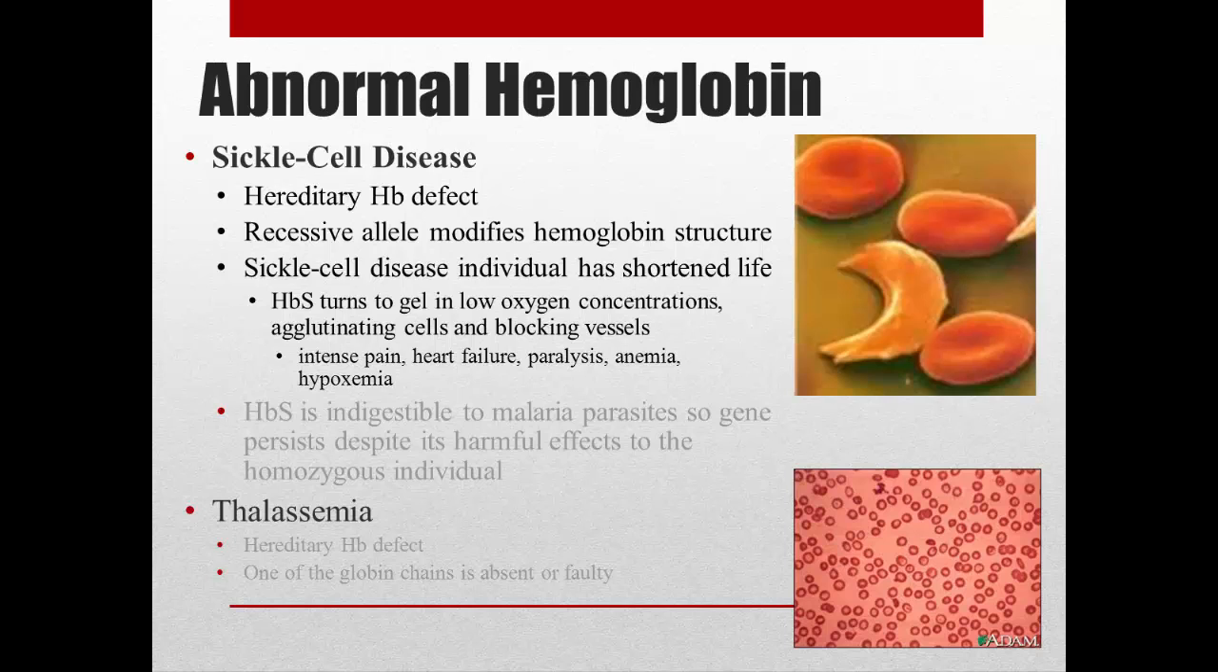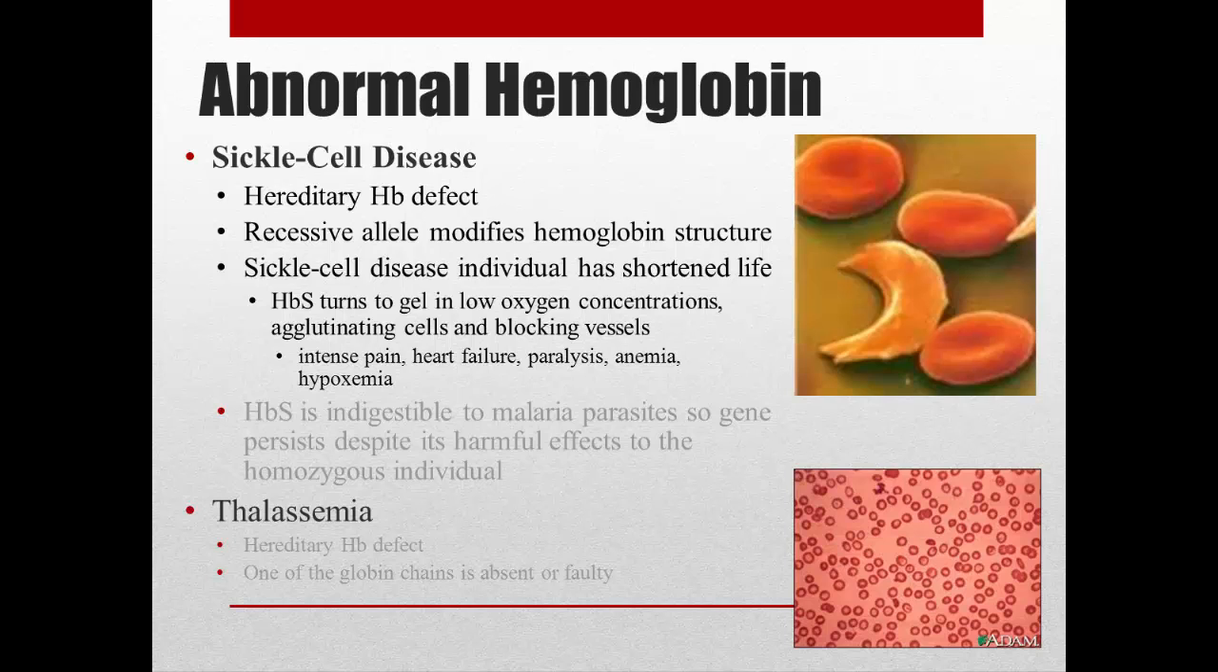The sickle cell hemoglobin, which they abbreviate HbS, turns into a gel-like substance in low oxygen concentration. So if you have a high oxygen demand, so that you're emptying the oxygen off those red blood cells, that makes that hemoglobin gel-like, and it can cause the sickle cell shape to happen in the red blood cell. This can result in agglutinating or clumping of those cells and blocking vessels. That means now you could have intense pain, heart failure, paralysis, anemia, hypoxemia, all can occur during those episodes.